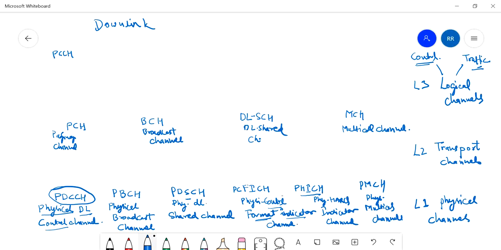PCCH stands for paging control channel. This is a control channel. Another one is BCCH, broadcast control channel, as the name suggests. Another one is CCCH, common control channel. These all are control channels. Another one is DCCH, dedicated control channel.